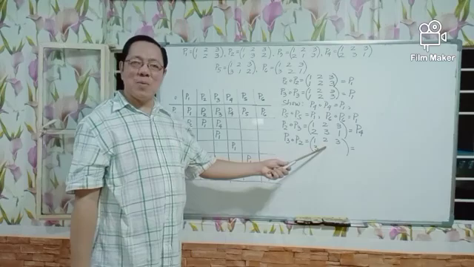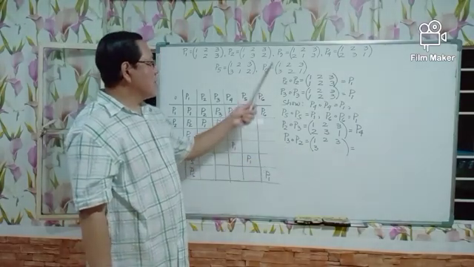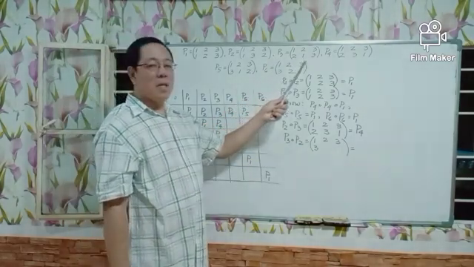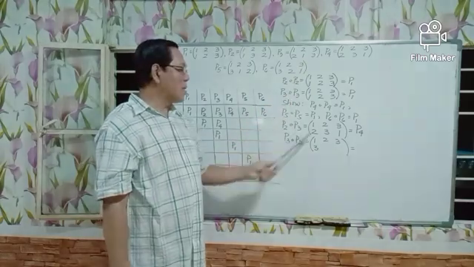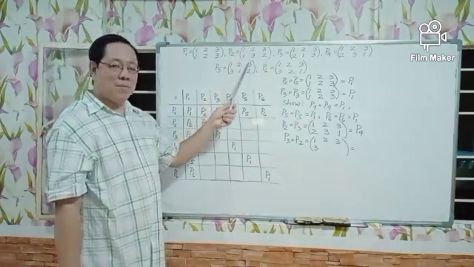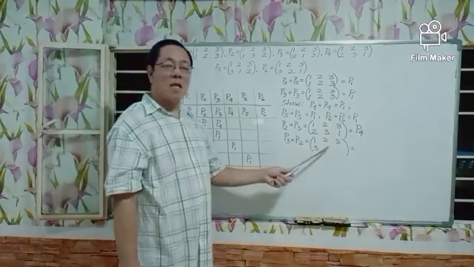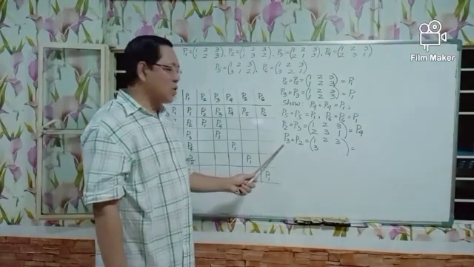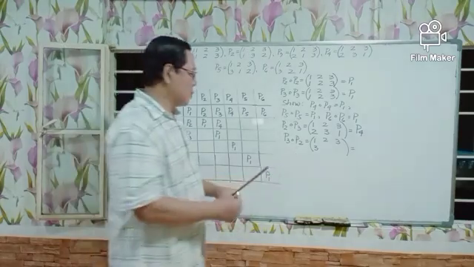Next, we find the image of 2 under P3. P3 assigns 2 to 1, and we find the image of 1 under P2, and P2 assigns 1 to 1. Therefore, 2 is assigned to 1 under the composition of P3 and P2.